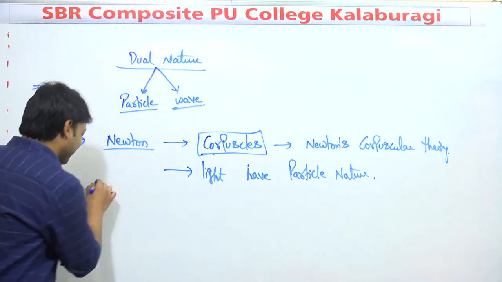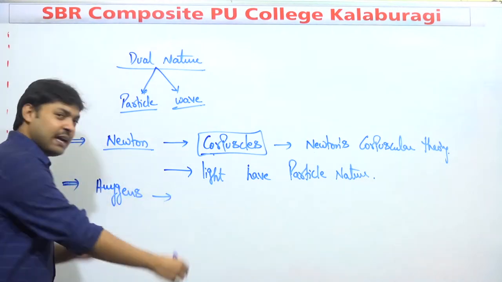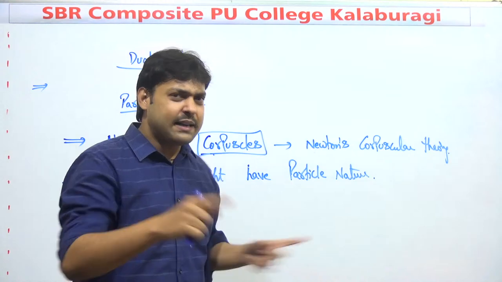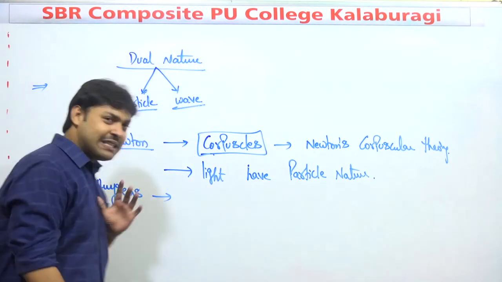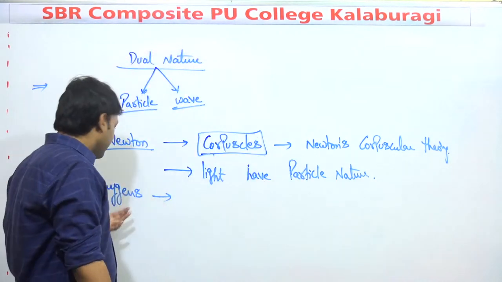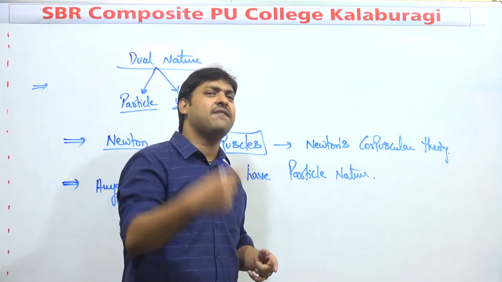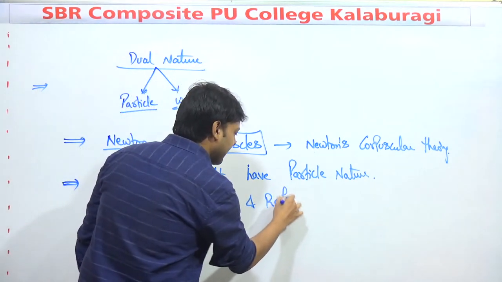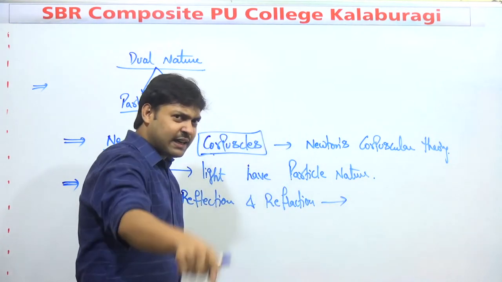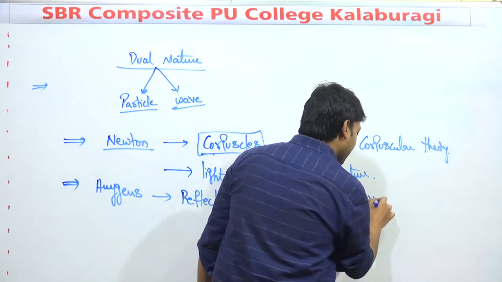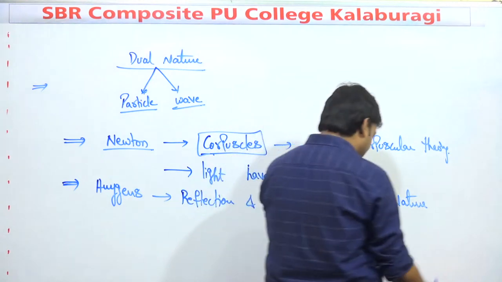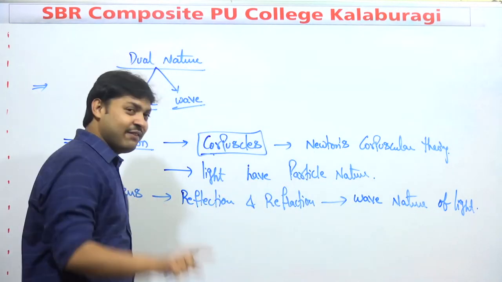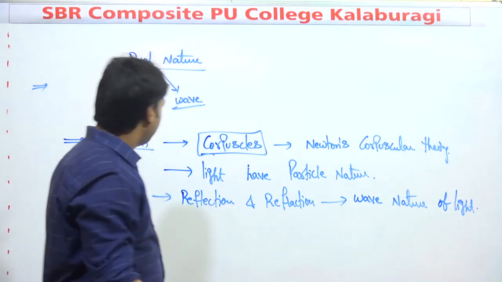Next, who came? Huygens. We studied in the previous chapter, in wave optics, the Huygens principle. According to the principle, he demonstrated the reflection and refraction of light. What can you write? He demonstrated the reflection and refraction of light using the wave nature of light. Clear about the point? Now in which group will Huygens come? Wave group. Newton, particle group. Next, still more theories are there.